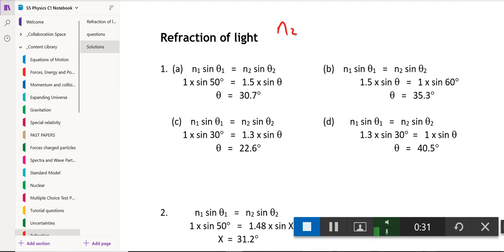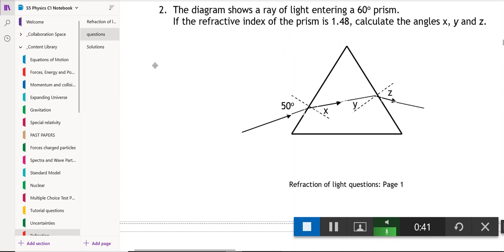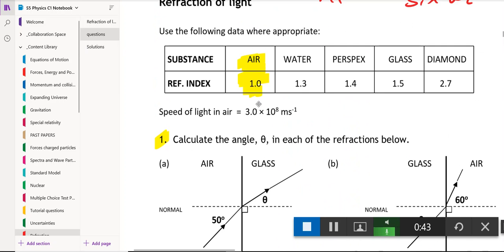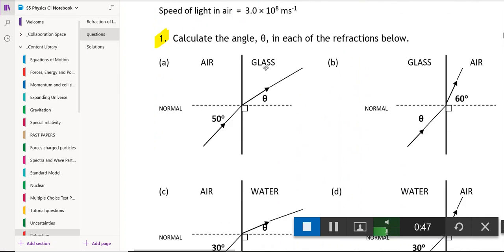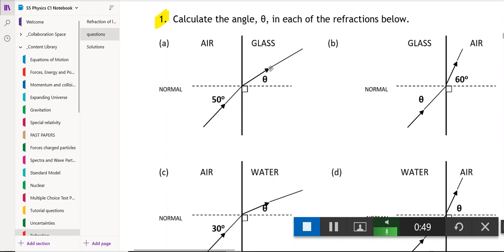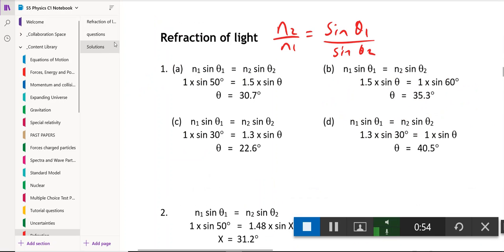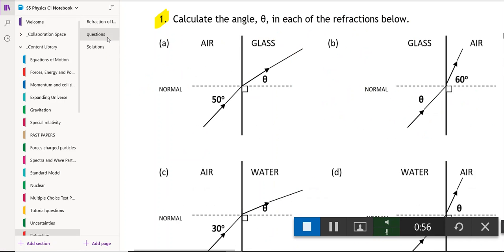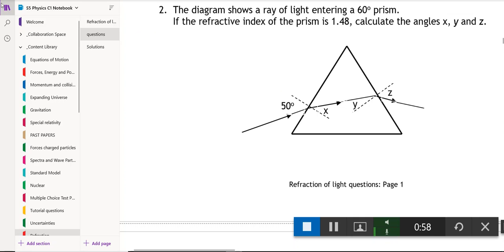Obviously, we've got our formula n2 over n1 equals sine theta 1 over sine theta 2. Question one is fairly straightforward. You are given the substance and the refractive index, and you're just being asked to find the missing angle. So I'm not going to do a video for those. These answers are in the solutions, which you can be checking in OneNote. I'm going to go over question two.